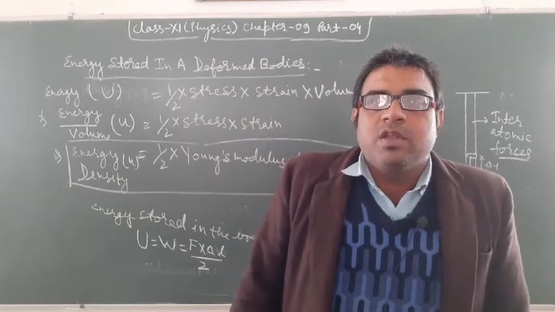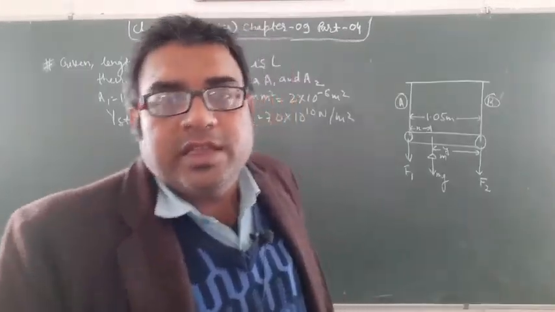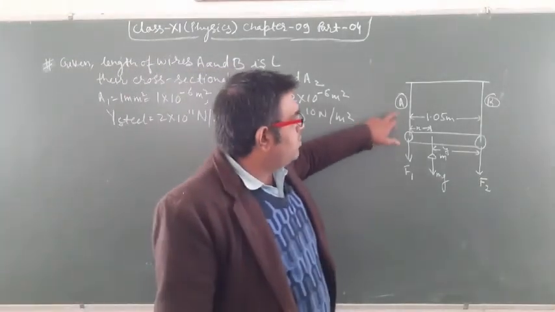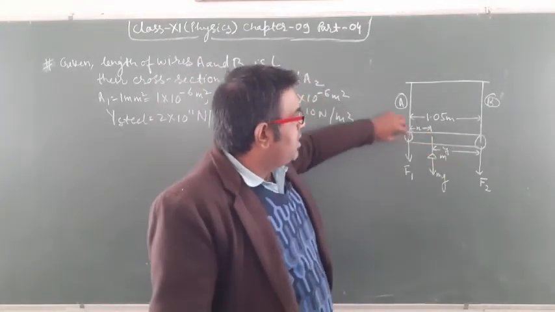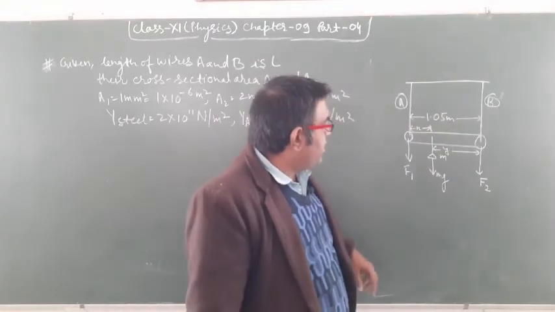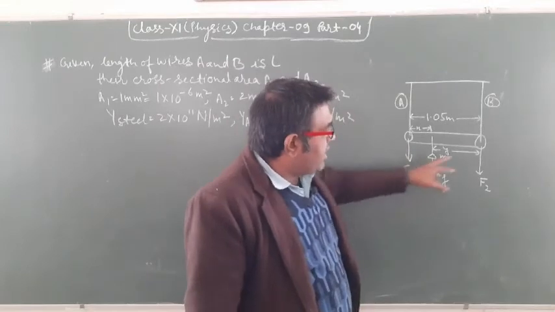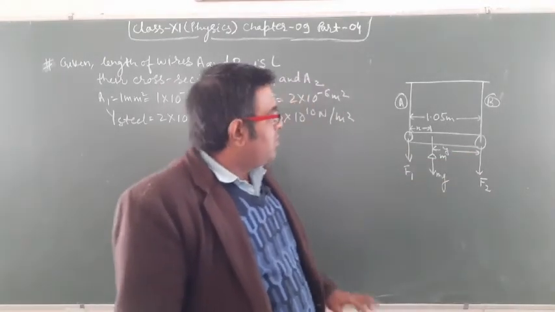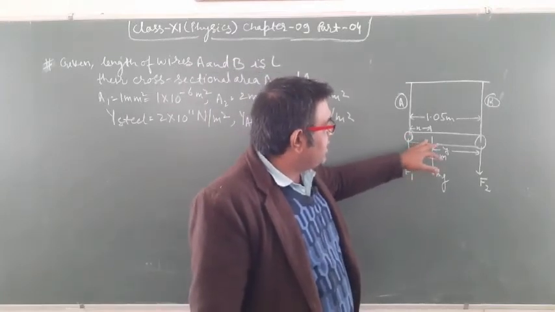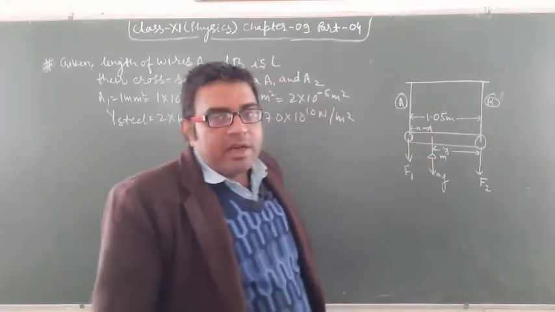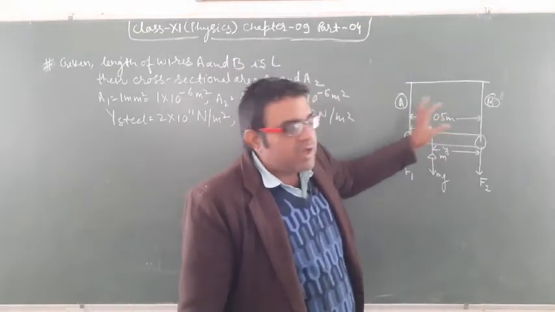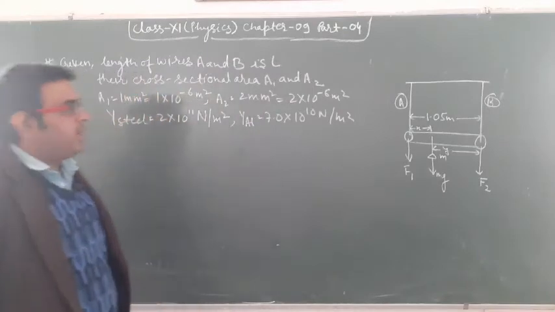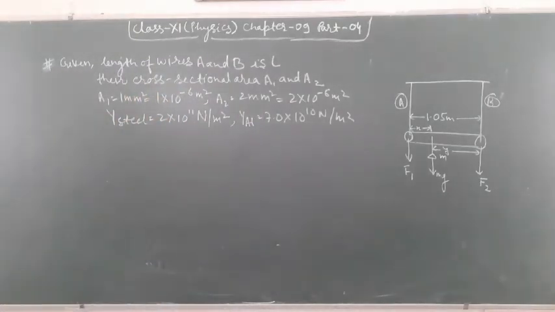Now dear students, we are going to solve two numericals based on this. Yes students, look at the question. There are two wires A and B, and a rod is attached to the wires at its two ends. The length of the rod is 1.05 meter, and at one end F1 is applied and at the other end F2 is applied. So first of all we have to calculate the distance x where the mass m, that is mg, is loaded such that the stress and strain in both the wires are equal.